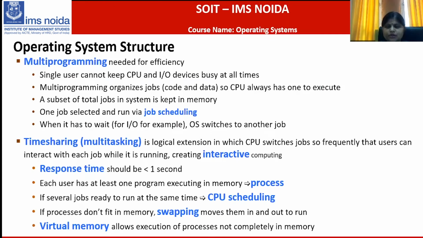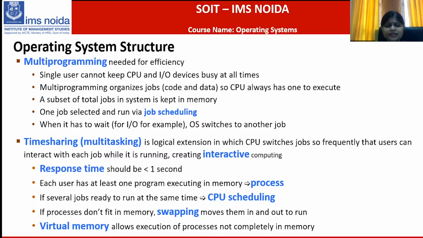Operating system structure. Operating system structure is divided into different categories. First is multi-programming, which is needed for efficiency. A single user cannot keep the CPU and input-output devices busy at all times. Multi-programming organizes jobs so the CPU always has one to execute. A subset of total jobs in the system is kept in memory. One job is selected and run via job scheduling. When it has to wait for input-output, the operating system switches to another job.